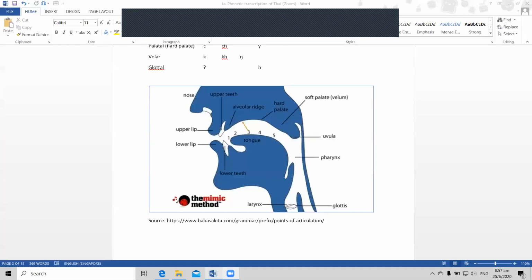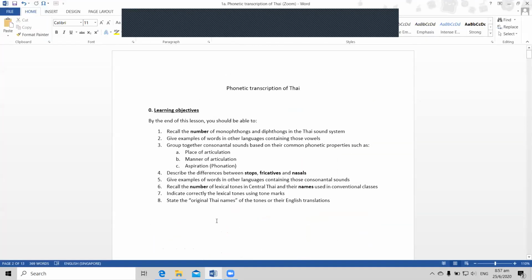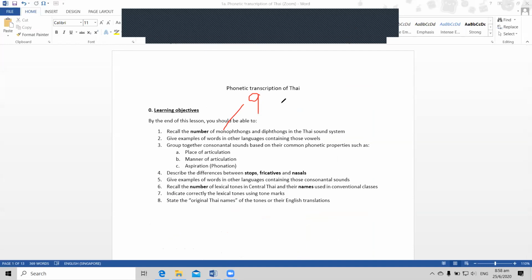Let us go back to the learning objectives and answer the questions. So recall the number of monophthongs and diphthongs in the Thai sound system. Remember that the number of monophthongs in Thai is 9. Okay, and we have the short ones and the long ones, correct? 9 short, 9 long versions. Diphthongs, we have only 3, and they are ear, or, and... okay, ear, or.